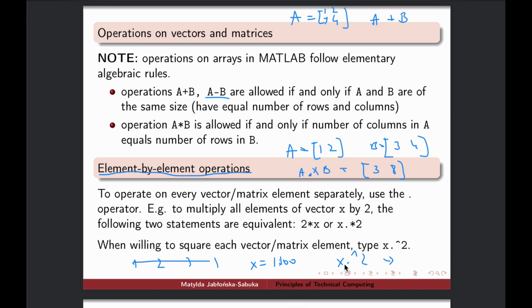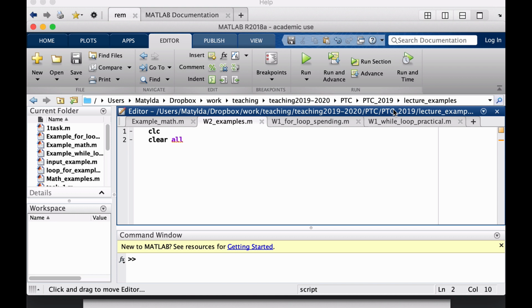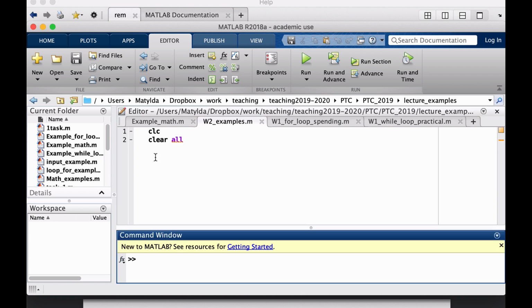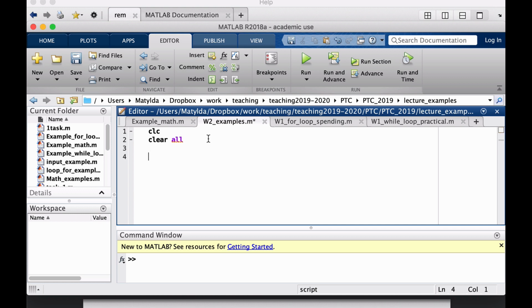If you try to do x square without the dot, you should get an error, because it would mean trying to multiply a vector like this by a vector like this, which is not allowed in Matlab. So we would get the error of matrix dimensions. Let's try a quick example.